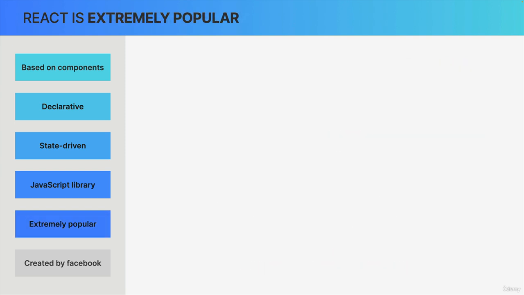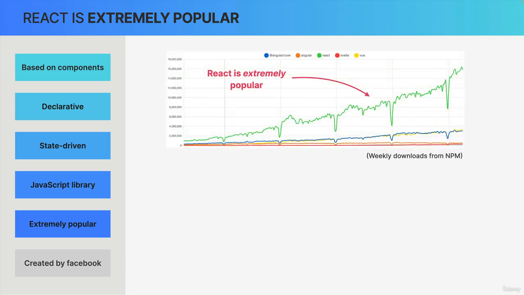Now, moving on, besides all the great features that we've been talking about, maybe the biggest reason to choose React over all the other frameworks that are similar is because React is extremely popular. So, according to the weekly download numbers from NPM, React is by far the most used framework, and the difference between React and the other ones only seems to be growing. So, React really isn't going anywhere.